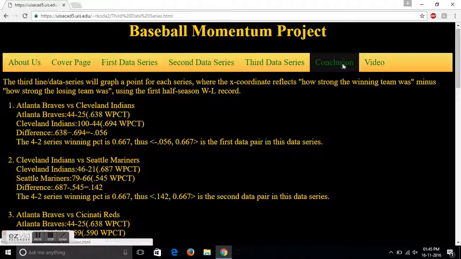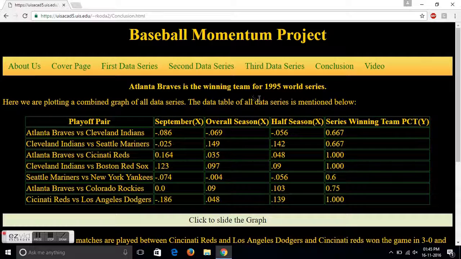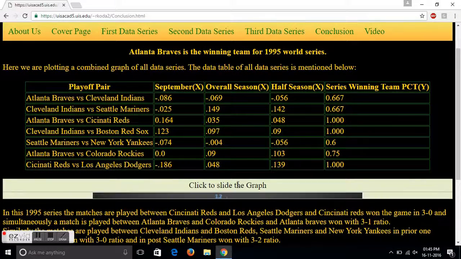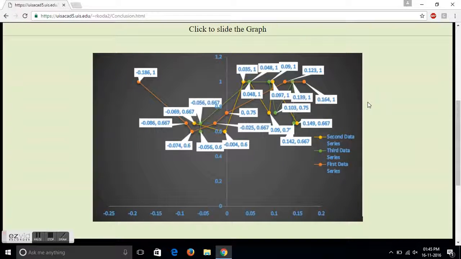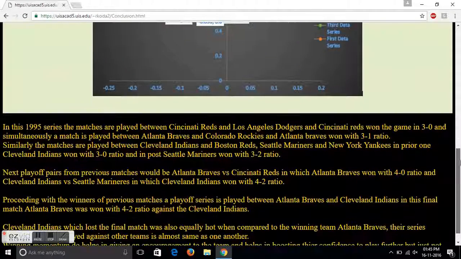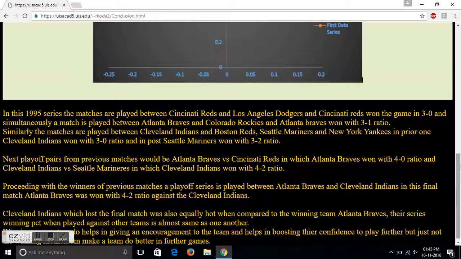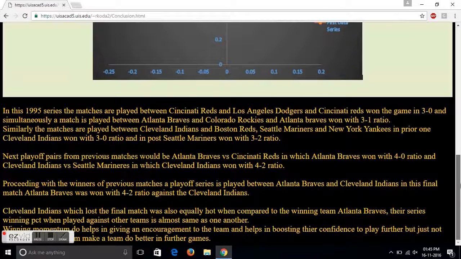And coming to the conclusion, Atlanta Braves is the winning team for the 1995 World Series baseball match. And here we plotted all the x and y coordinates of the three data series, first, second and third. We combined them in a table, and this is the combined graph of the first, second and third data series. And we showed how many matches were played between each team and how they have won with their winning PCTs.